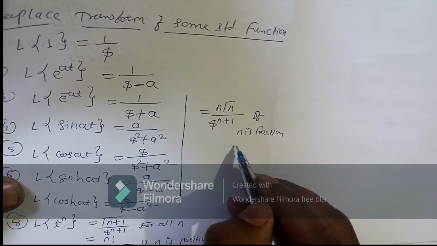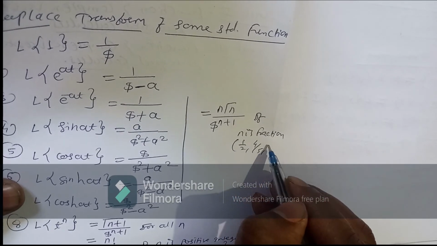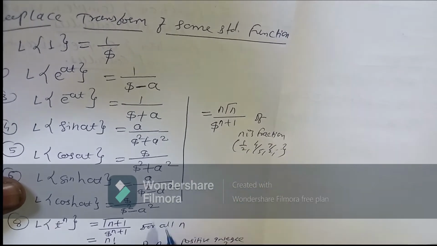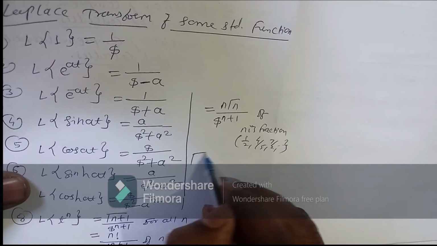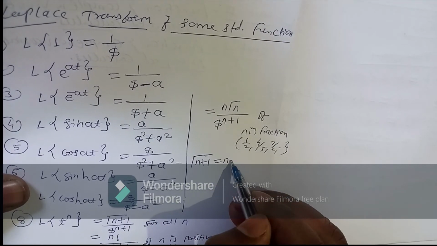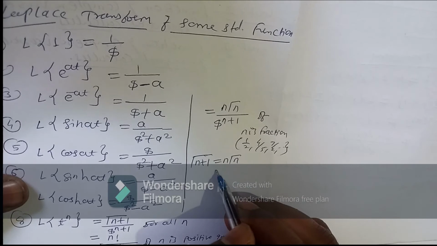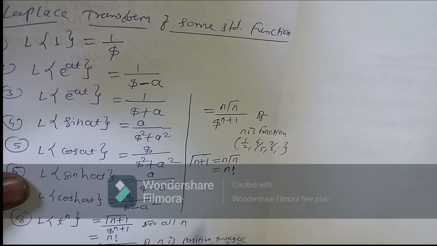Okay, n is in fraction. So what is my n in fraction? 1 by 2, 4 by 5, 7 by 2, like this. So this is fraction. Okay, so we have to remember one formula here: gamma n plus 1 is equal to n gamma n, or it is equal to n factorial. Okay, this is the formula that we have got.